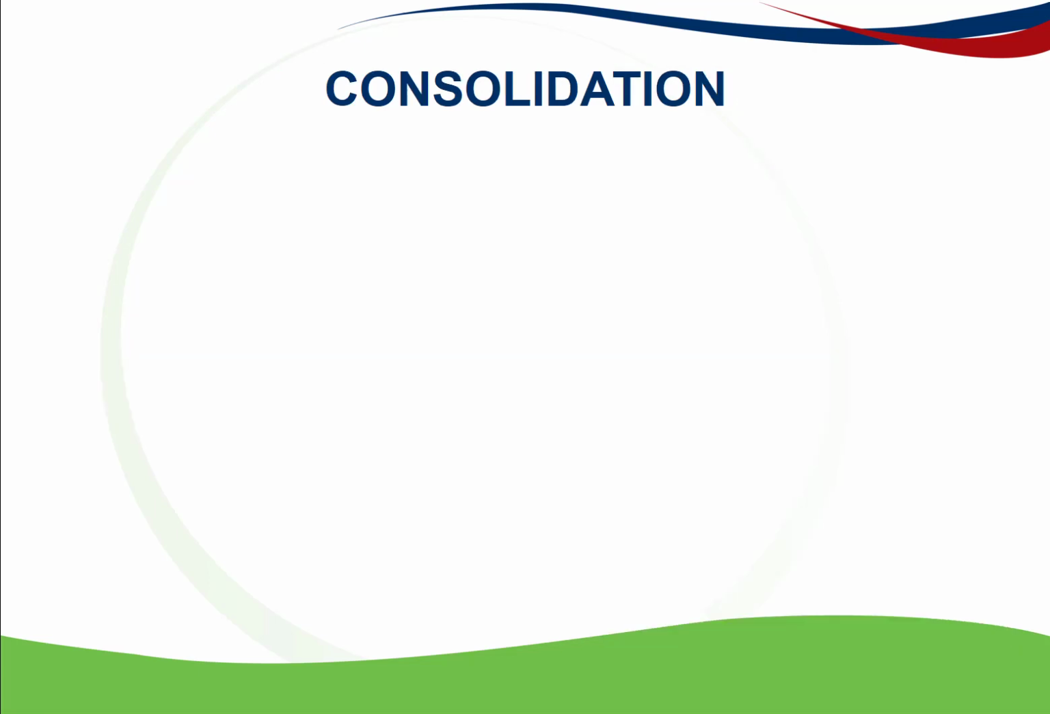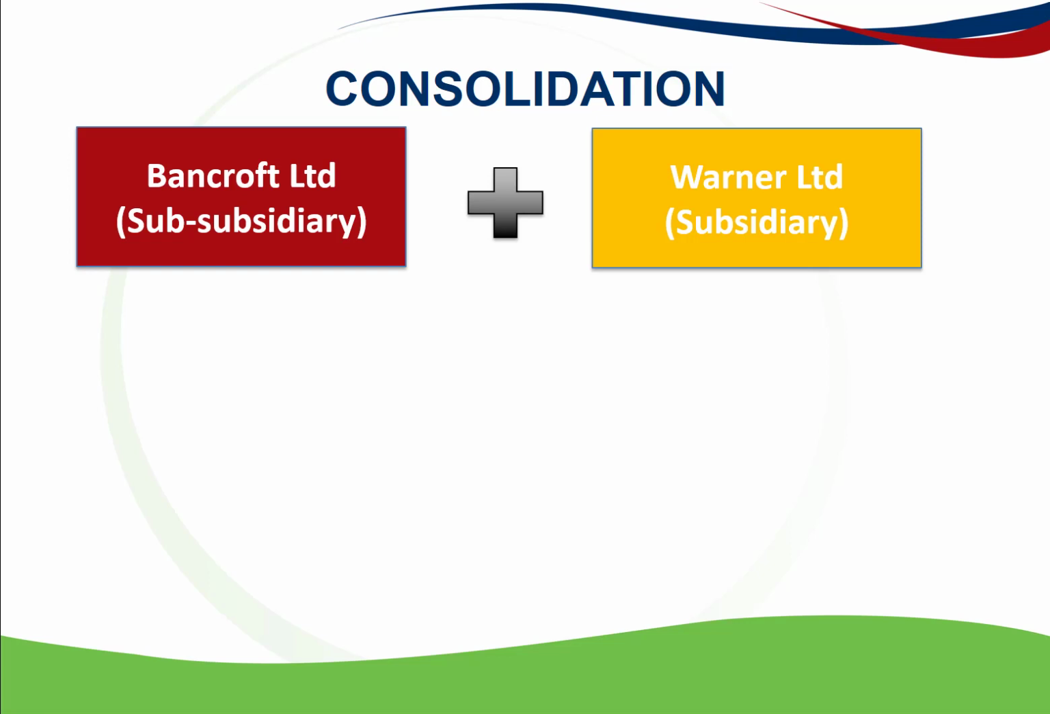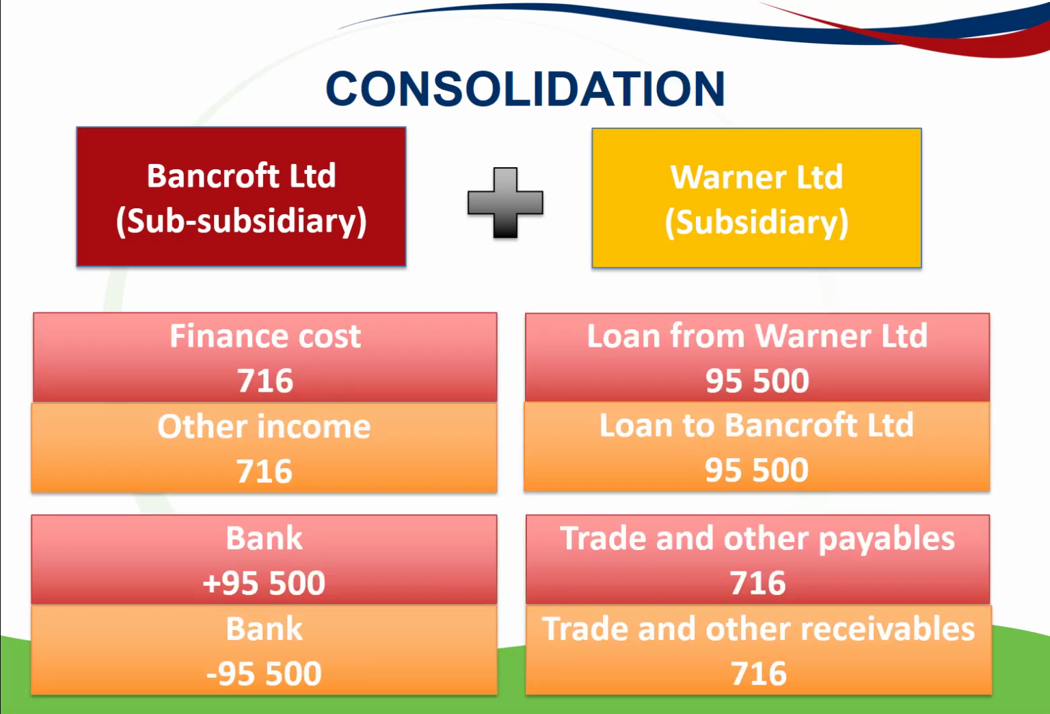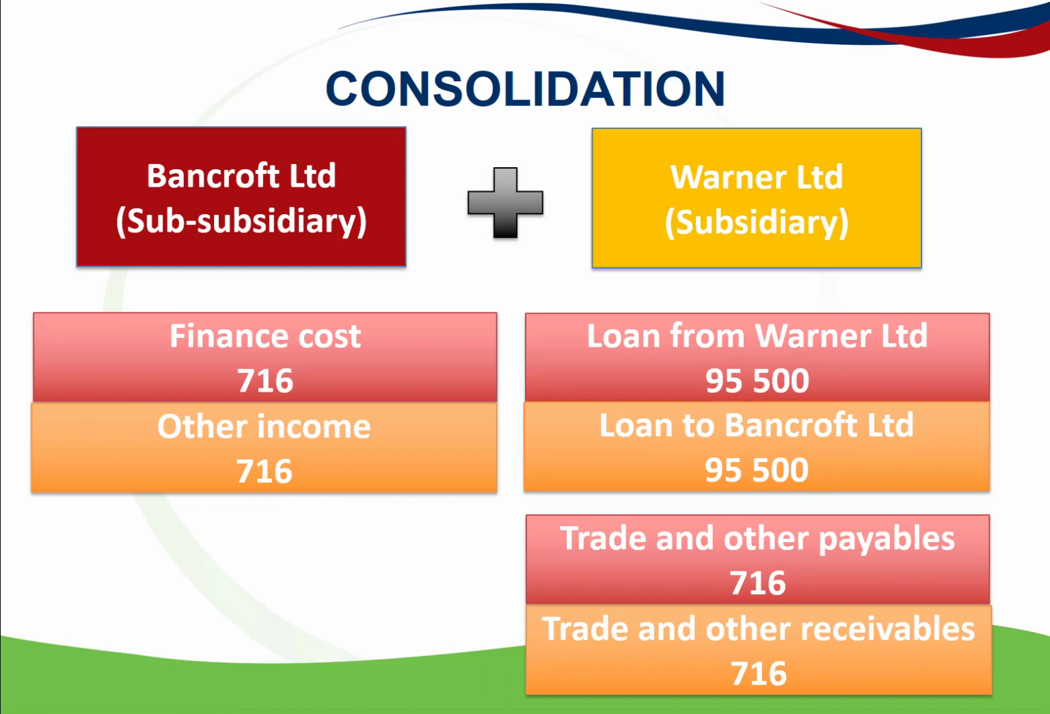Remember, when we consolidate, we add everything together. Therefore, the effect of adding Warner and Bancroft to a specific transaction will be the following. I have made Bancroft's accounts red and Warner's orange. We can see that the bank account's net effect is 0, as from a group perspective there was an inflow and an outflow of 95,500. The accounts that are left need to be eliminated. Remember, the group cannot grant loans or charge interest to itself. Let's firstly look at what a pro forma journal entry is to eliminate the loan accounts.